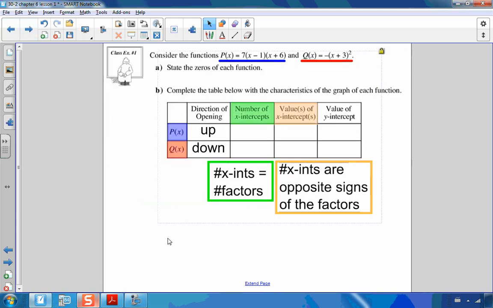Okay, let's look at the first example here. Can you believe all of those notes and definitions? And we're just now at the first example.